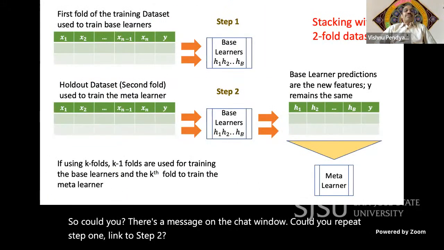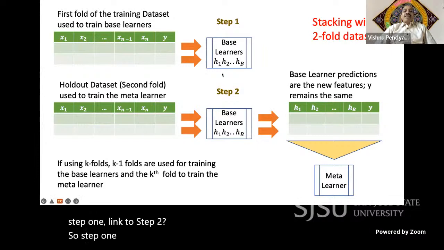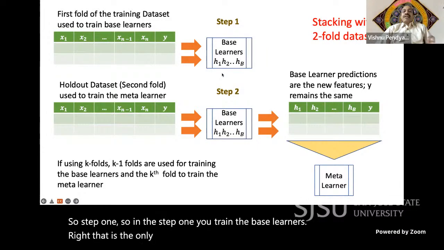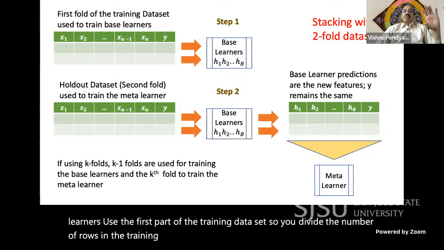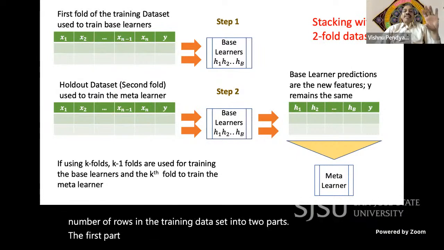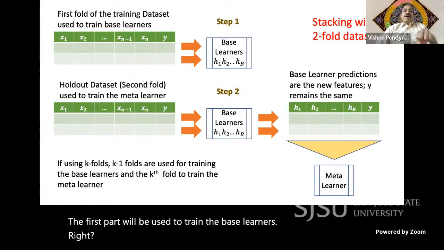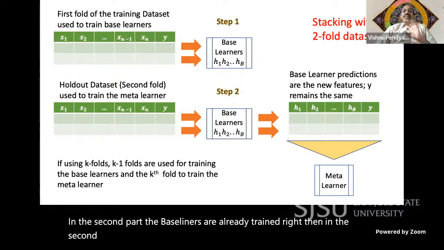So in step 1, you train the base learners, right? That is the only thing that is done. And how do you train the base learners? Use the first part of the training data set. So you divide the number of rows in the training data set into 2 parts. The first part will be used to train the base learners, right? In the second part, the base learners are already trained, and we only train the meta learner.